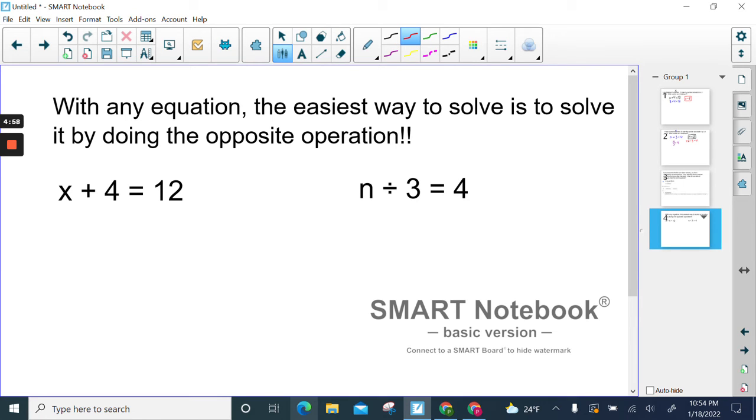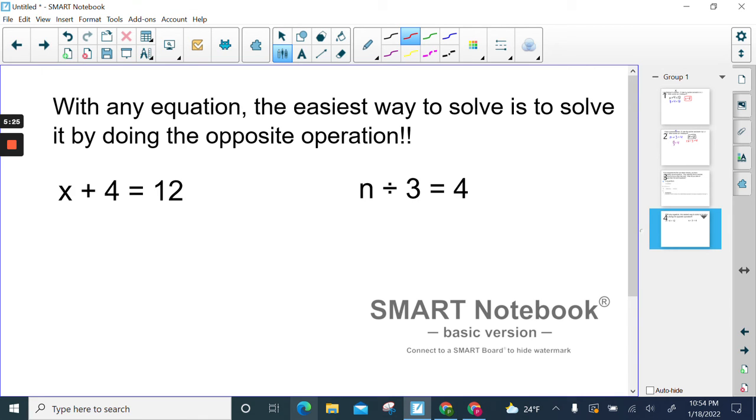With any equation, the easiest way to solve is by doing the opposite operation, which seems weird because when we see a plus sign, an addition problem, we think to add. We don't think, oh, I better subtract. Really weird. But by doing this, we get rid of the guessing and checking, and we have a way of getting to our exact answer right away.